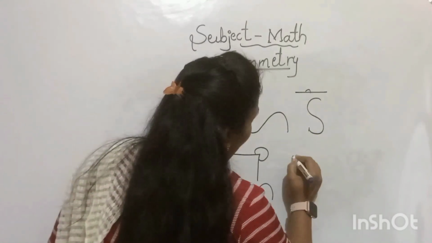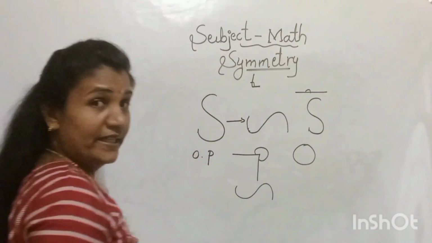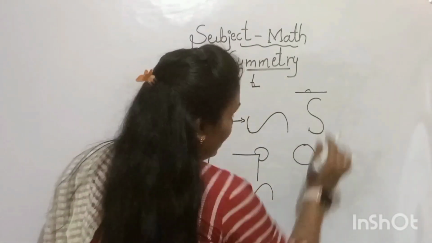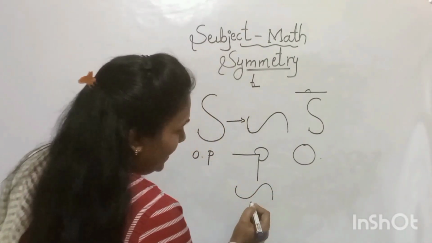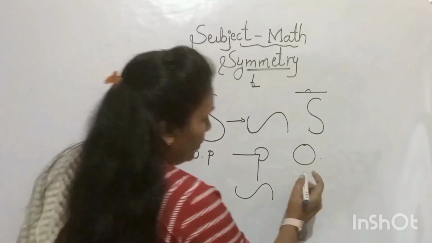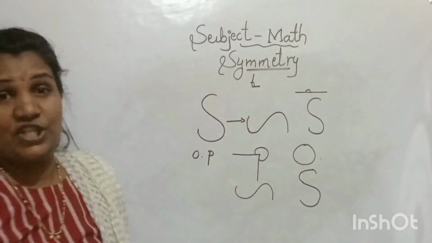Now I am going to take this to 360 degrees. That is what? Here, 360 degrees. The S is like this. If I rotate this to 360, what would come? It will get, again, the original shape.